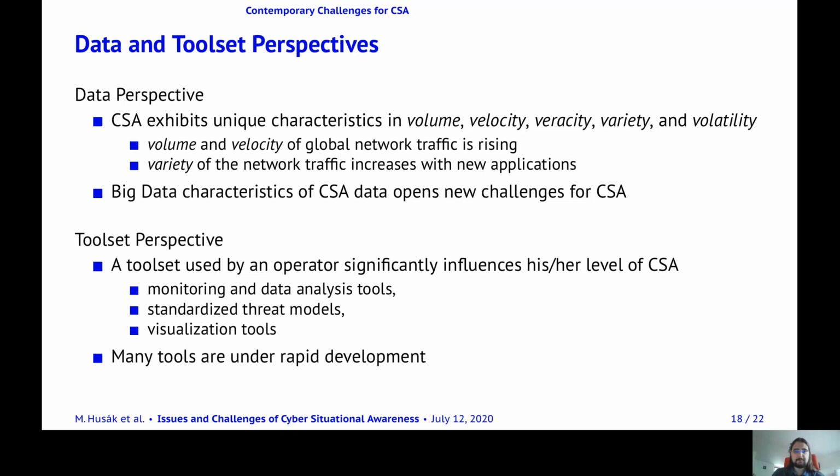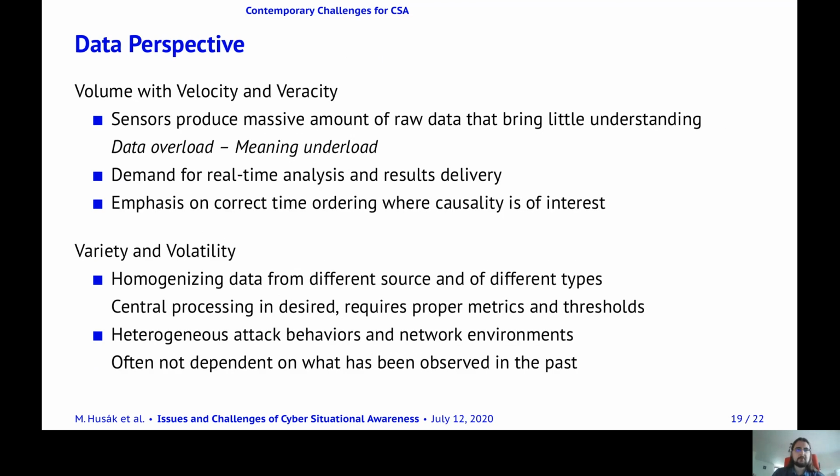When it comes to tools, we see many tools under development, but using the right tools is crucial for the operators to build and maintain CSA. And the question is how to make these tools reasonably. So let's start with the data perspective.